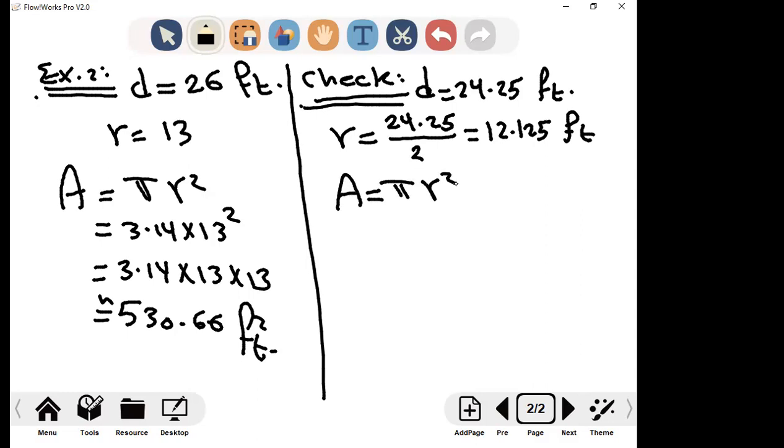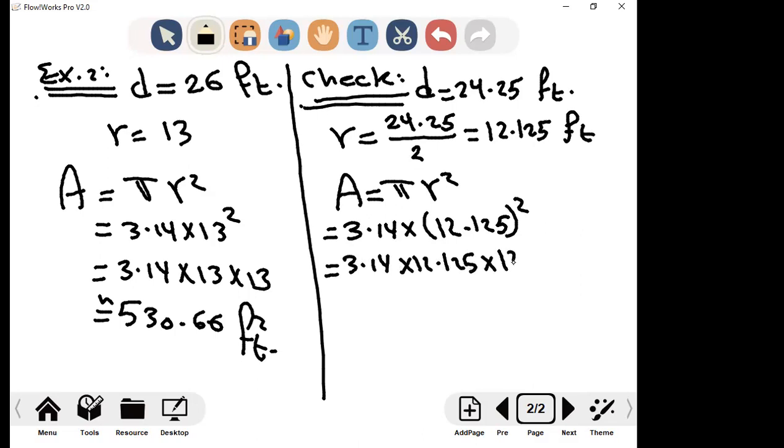A equals pi r squared, equals 3.14 multiply 12.125 to the power of 2, equals 3.14 multiply 12.125 multiply 12.125. It will be 461.63 feet squared.